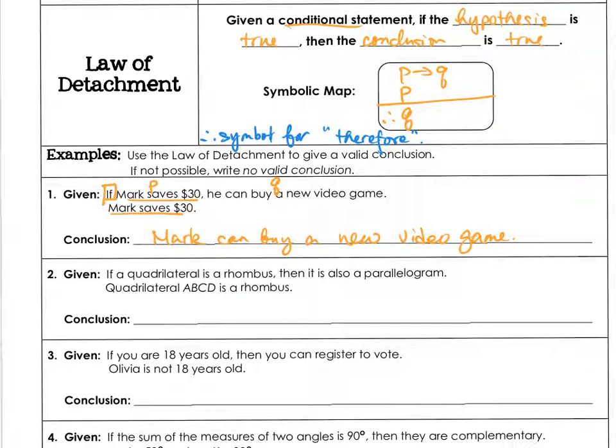Second one: if a quadrilateral is a rhombus, then it is also a parallelogram. Quadrilateral ABCD is a rhombus, so this matches the P. Then I can say quadrilateral ABCD is also a parallelogram.